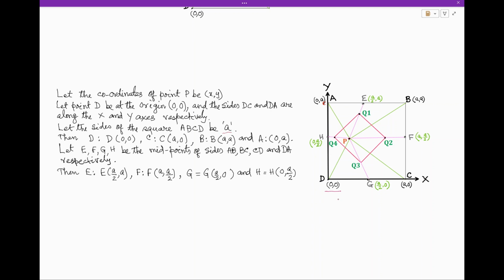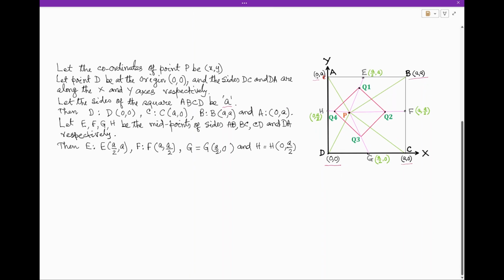Then point D is at the origin, that is 0, 0. Therefore, point C will be a, 0. Point B will be a, a. Point A will be 0, a. Now, these are the coordinates of the 4 points A, B, C and D, which are the vertices of the square.